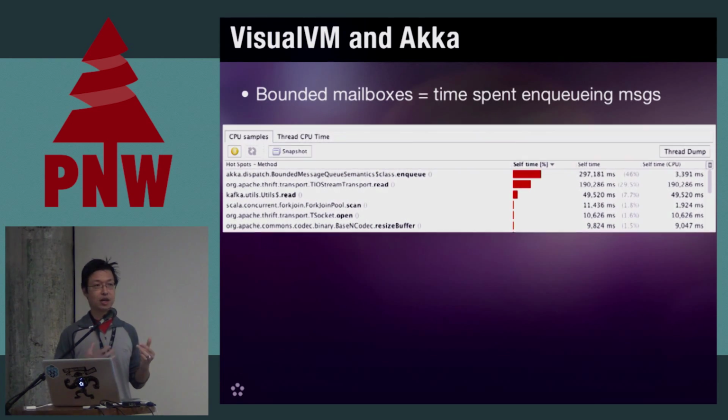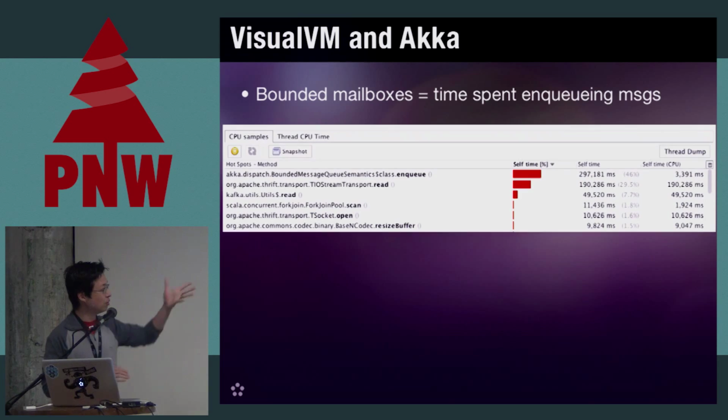If you're using something like a bounded mailbox, you might see something like this, where the top item becomes the enqueue method in the bounded message queue. What that means is that your apps are spending a lot of time waiting for messages to be pushed, which tells you that the problem is with the last actor in your chain. In our case, that would be writing to Cassandra. So when we see this, we know that we're spending too much time writing to Cassandra for whatever reason. And so looking at this gives you a pretty good quick read on what is causing problems.